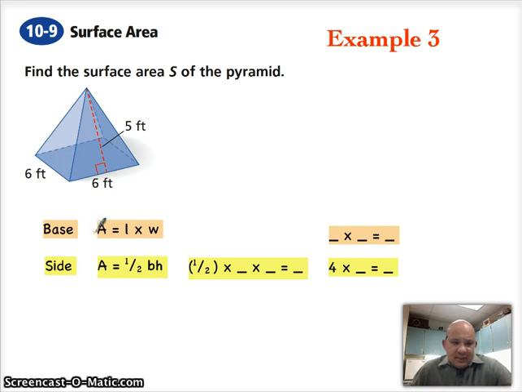So let's take the base first. The base is 6 by 6, so we'll put 6 times 6 because the area of a rectangle or a square is length times width. So 6 times 6 is 36.